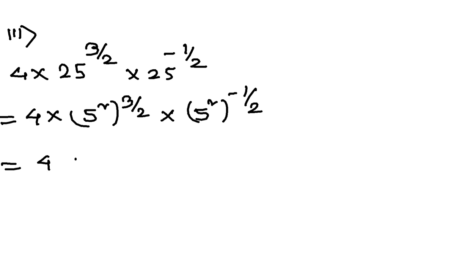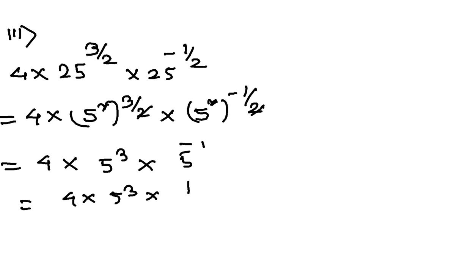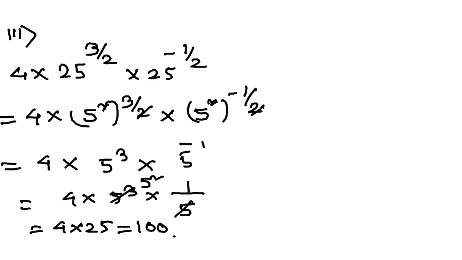So 4 stays, nothing can be done over here. 2 square cancels, 2 and 2 cancel, 5 cube remains, and 5 to the power minus 1. So this is 4 into 5 cube. Now this will go down as 1 by 5. 5 cube is 5 square. So 4 into 25, 4 into 25 is 100. So that is question number 3.